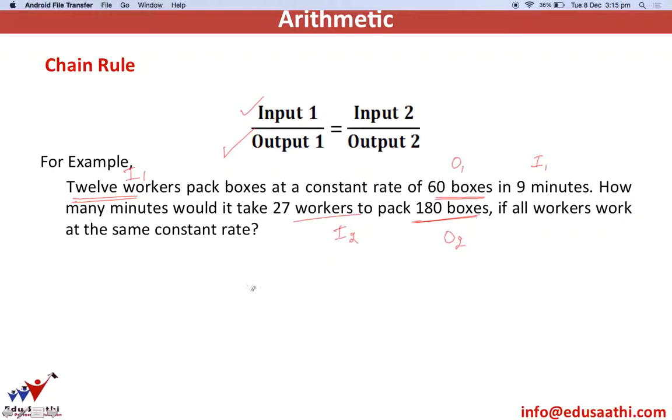So what is the input in the first case? It is 12 workers and 9 minutes. And what is the output? 60 boxes. That should be equal to 27 workers working for some time, divided by the output that I am getting, 180 boxes. So if you look at it, this is 3 times what I have. Again, I can just cancel out the unwanted things, and the time taken in the second case comes out to be 12 minutes.